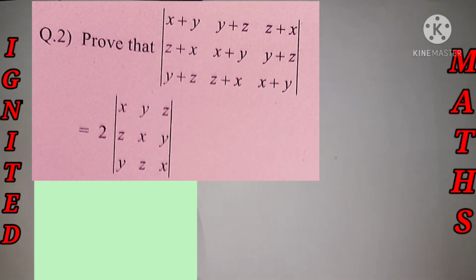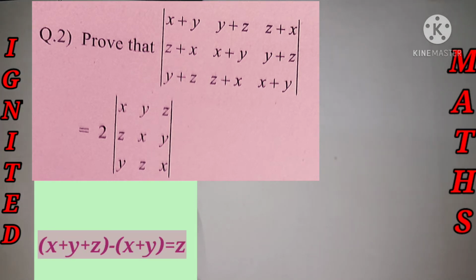How? Let's take an example. x plus y plus z, it's a trinomial term. Subtract the binomial, that is x plus y. After doing the calculation, we will get the answer as z.